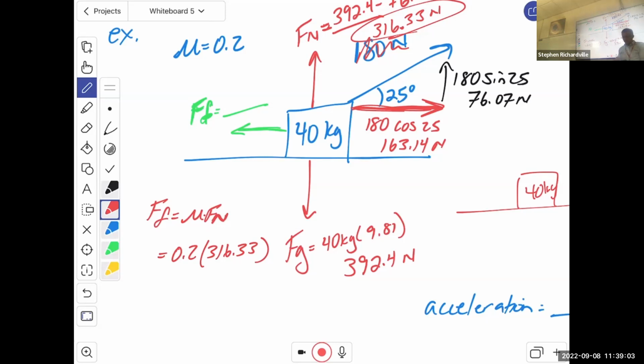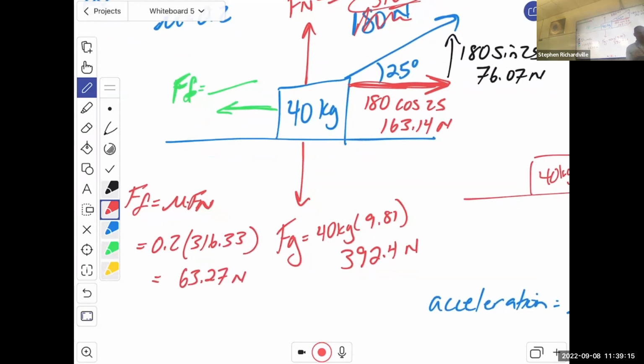My force of friction is 0.2 times 316, 63.27. And everything we do is for a reason in physics. Everything is intentional. There's no number we just ignore. So the reason we found that was to find what's our end goal. We're trying to figure out how much of this is actually making it go. So follow me on the conversation.